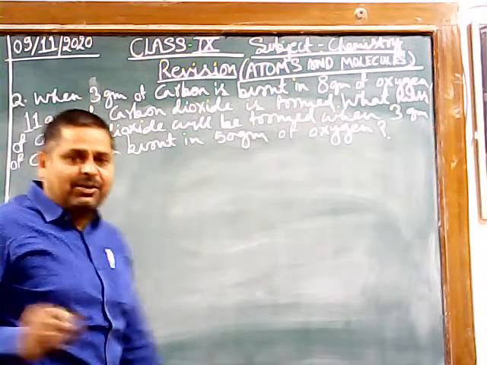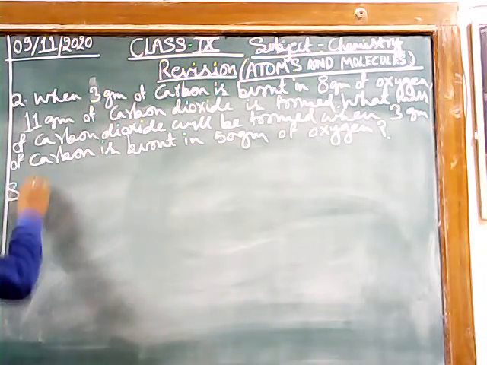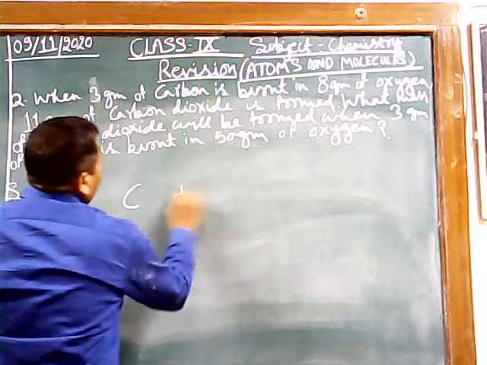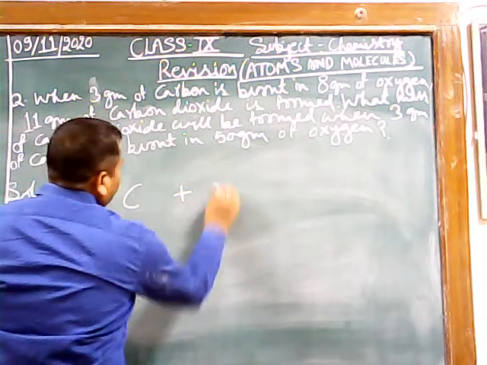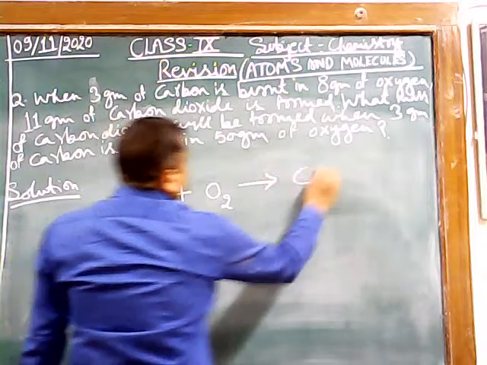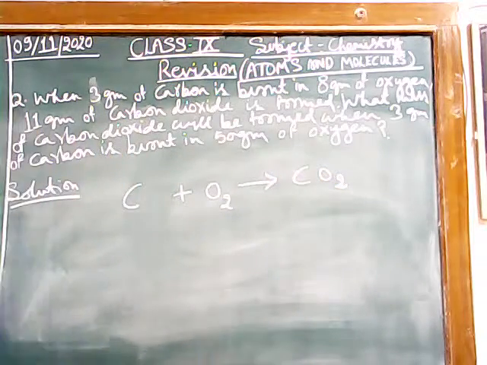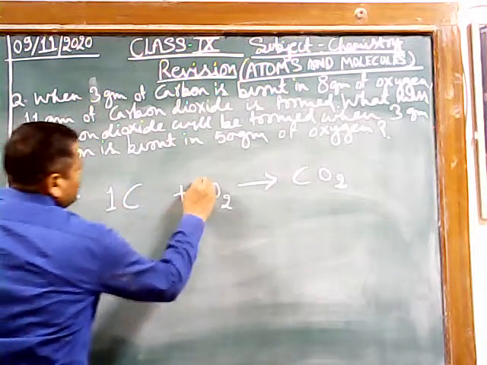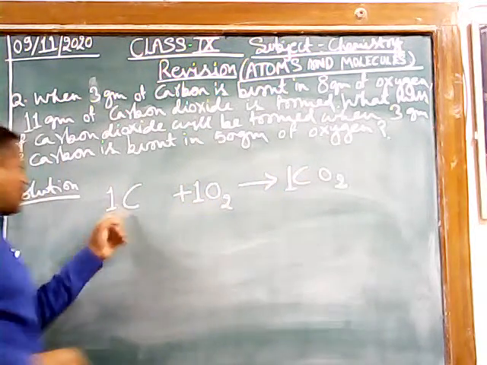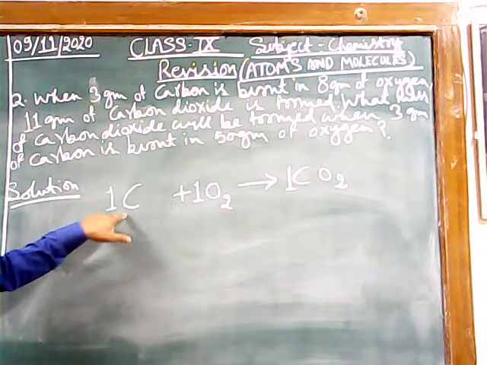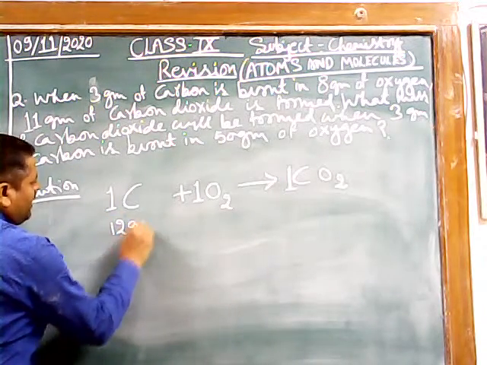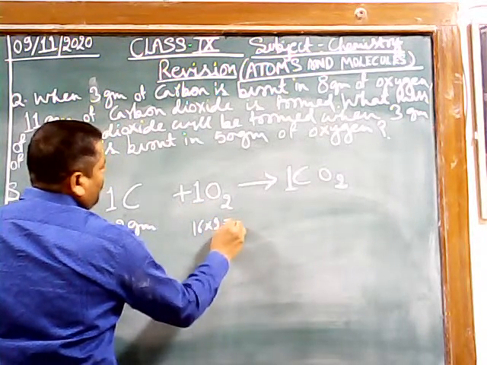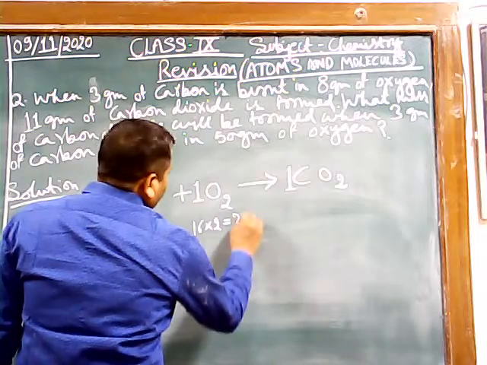Let us write the chemical equation for this question. Solution. The chemical equation: carbon plus oxygen gives carbon dioxide. This is the balanced chemical equation; the coefficients are 1, 1, 1. Now what is the atomic mass of carbon? It is 12 grams. Oxygen is 16 into 2, because the atomic mass of oxygen is 16, so it will be 32 grams.